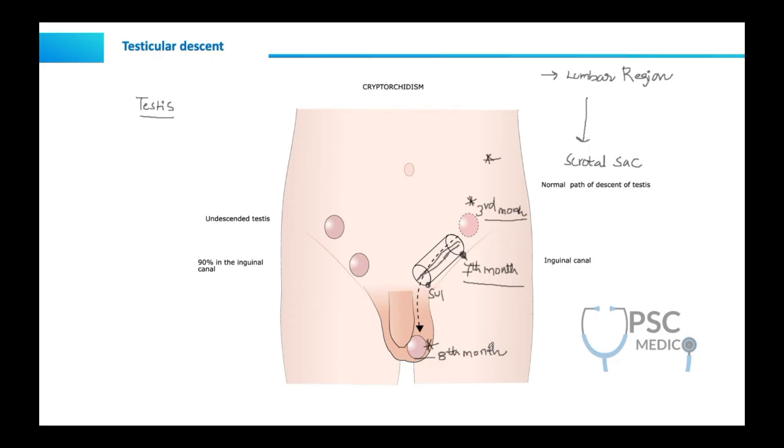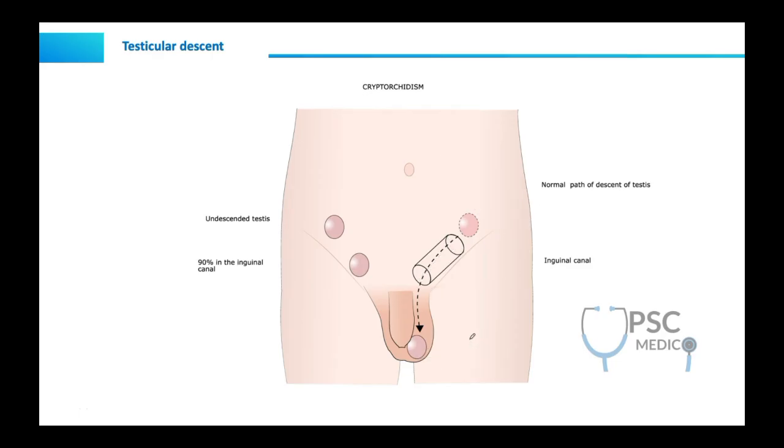Okay, so this is the normal time period. Let me repeat. At the time of formation, in fetal development, initially it is in the lumbar region. It reaches the iliac fossa by the third month. It reaches the beginning of the inguinal canal, the deep inguinal ring, by the seventh month. It takes a month to pass through the inguinal canal, and by the end of the eighth month, the testis reaches the bottom of the scrotal sac.